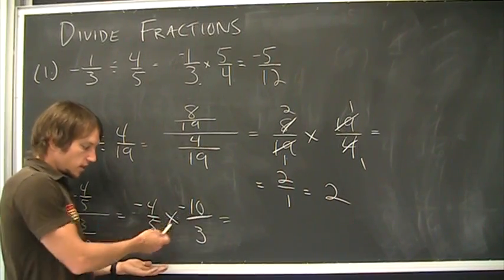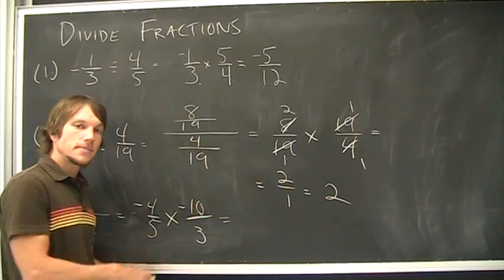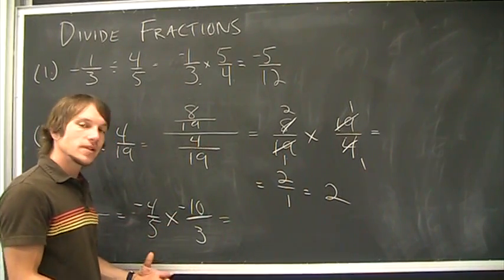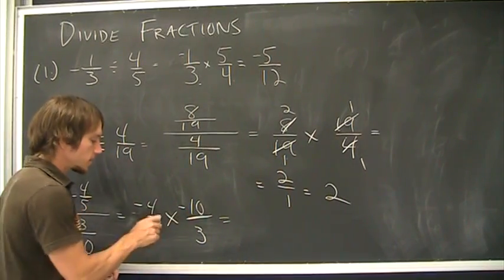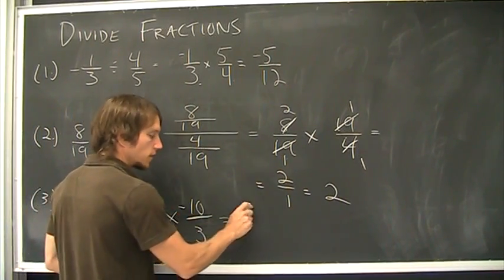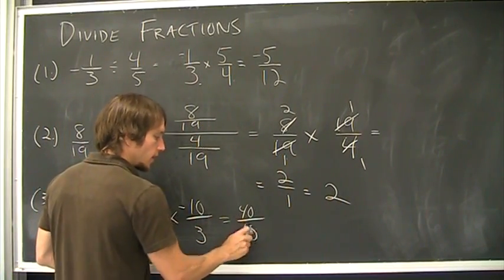We see this reduction here. I can reduce with the 5 and the 10. Right? 5 into 5 once, and into 10 2 times. Let's just for this example, let's not do that. Let's say we missed it. Pretend we missed that. Okay, and go ahead and multiply, see what happens. Negative 4 times negative 10 is 40. 5 times 3 is 15.